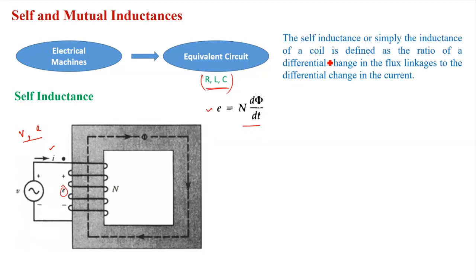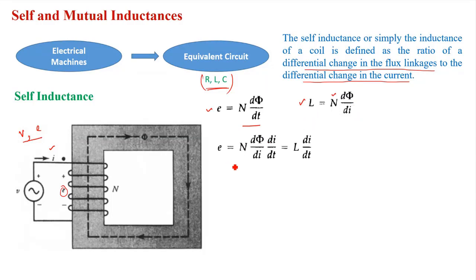So the self-inductance, according to the definition, the inductance of a coil is defined as the ratio of a differential change in the flux linkages to the differential change in the current, right? So this is nothing but the rate of change of the flux linkage of this coil, right? So that is obviously N phi, the net flux linkage to the coil. So therefore I can write d of N phi by di, right? So obviously N will come out, N is a constant. So N d phi by di. Okay, so this is the definition for self-inductance.